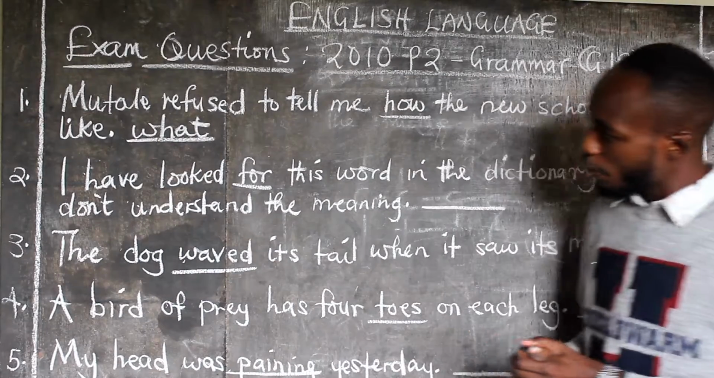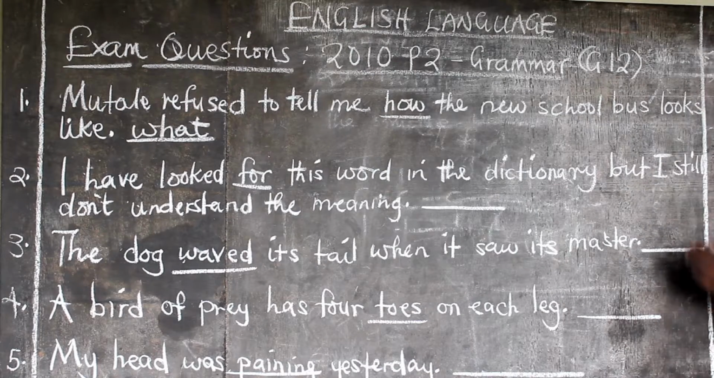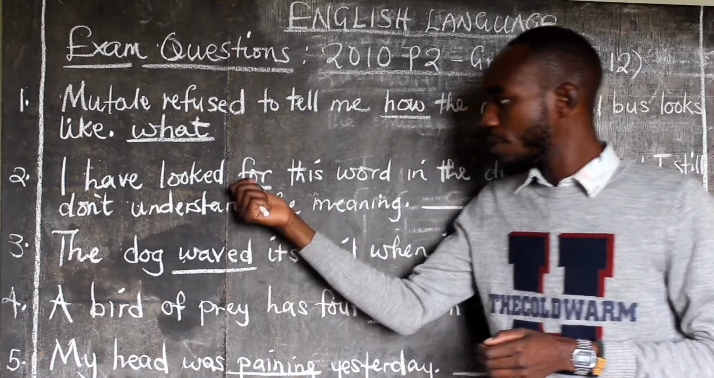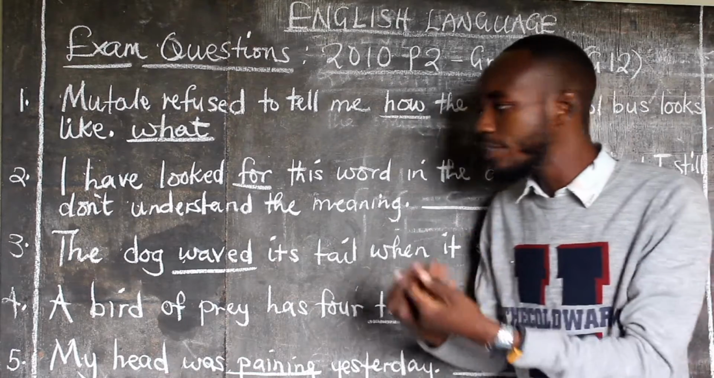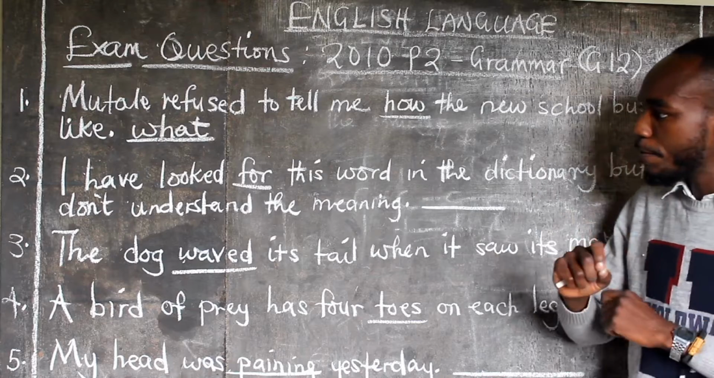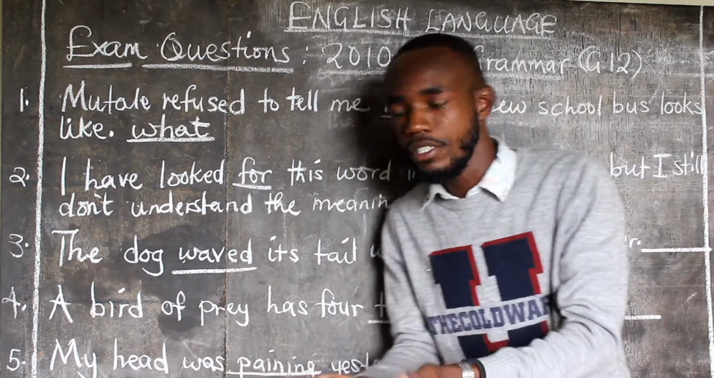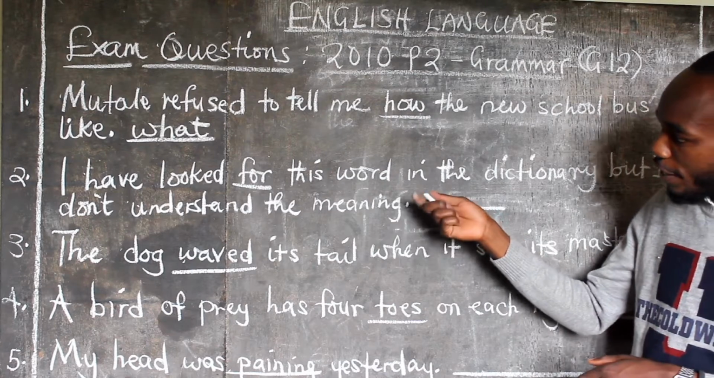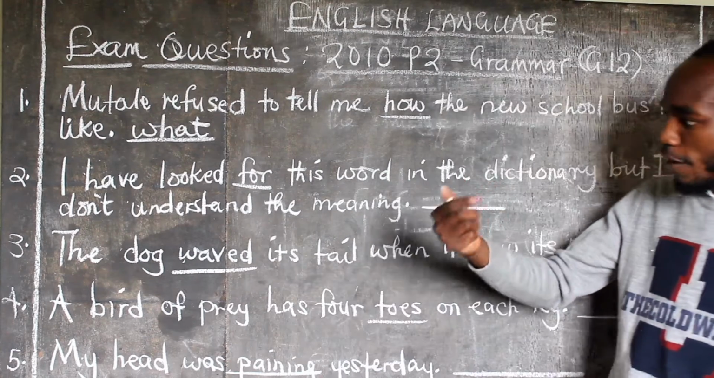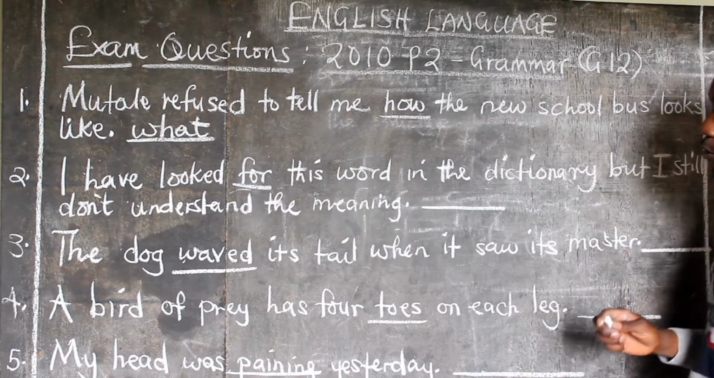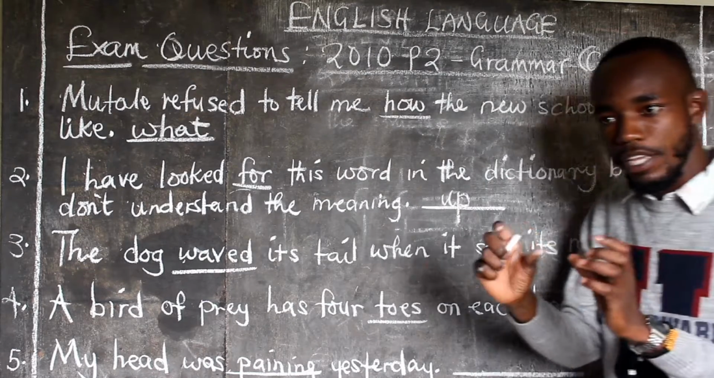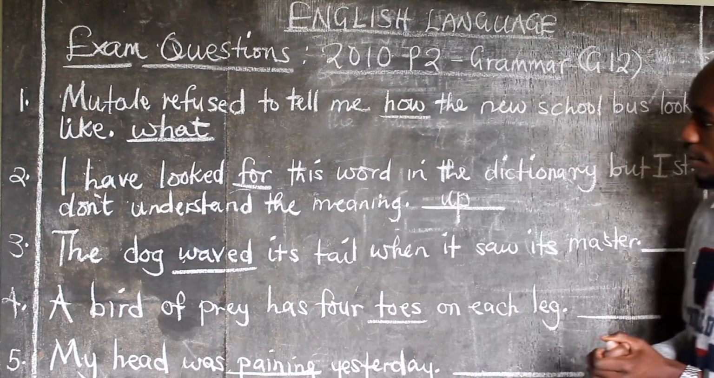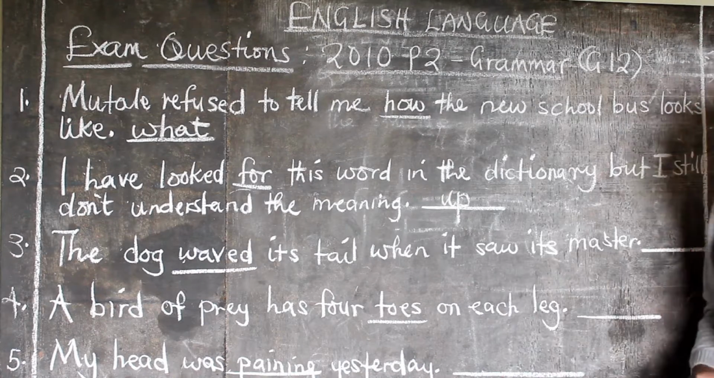So we are going to write the correct answer. The sentence: I have looked for this word in the dictionary, but I still don't understand it. Rather, I still don't understand the meaning. Now, when you are searching for a word in the dictionary, we don't usually say, I am looking for this word. No, that is wrong. So the correct grammar is up. Instead of saying, I have looked for this word, you are supposed to say, I have looked up this word. So to look up is to search. So the correct answer is up. Shall we go to number 3?